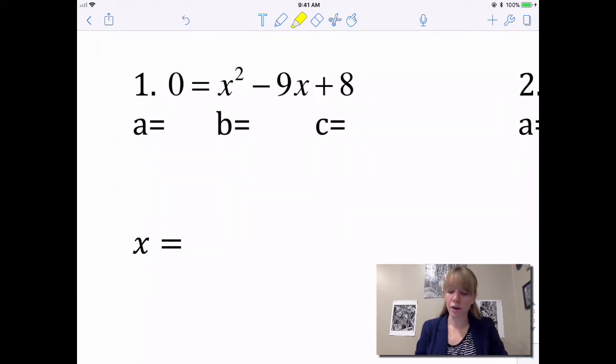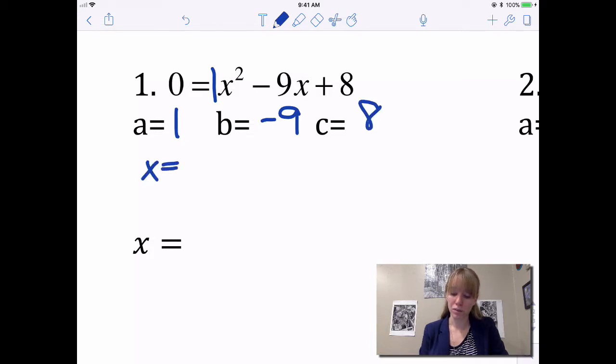So I have 0 equals x squared minus 9x plus 8. If I find a, b, and c, remember those are just the numbers. I am in order: x squared, x, and then constant. My other side is 0. So a is 1, b is negative 9, and c is 8.